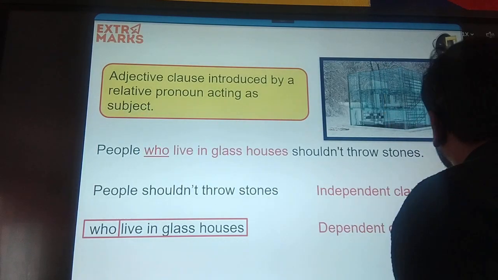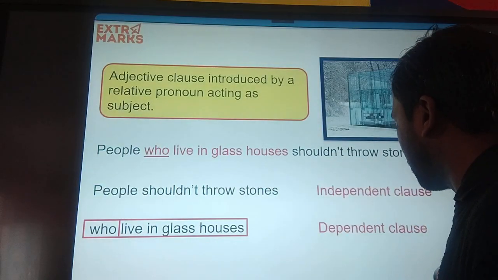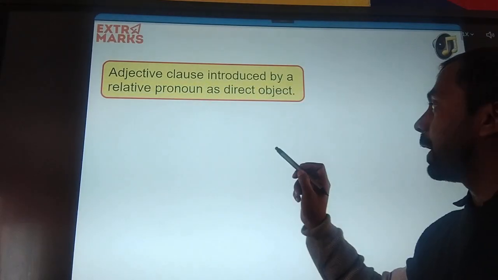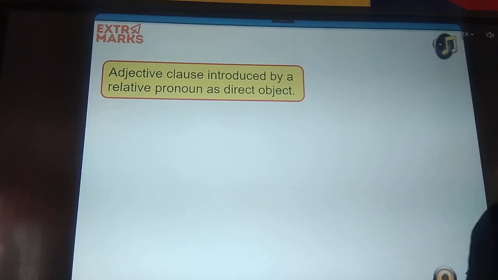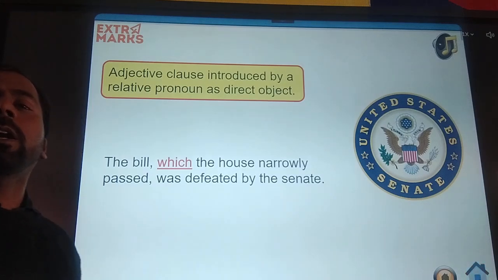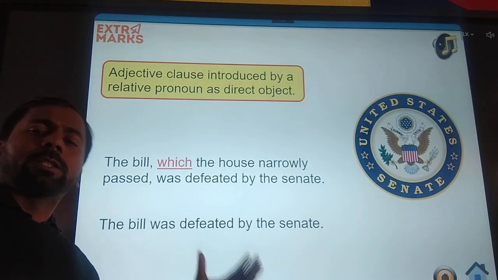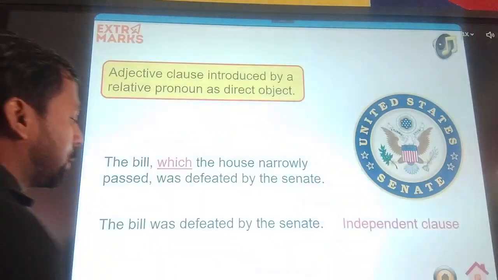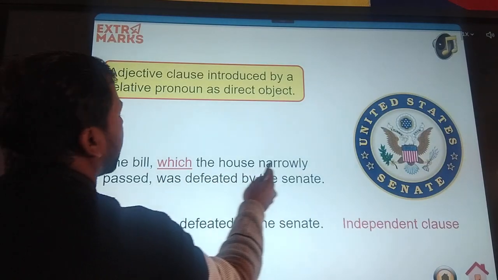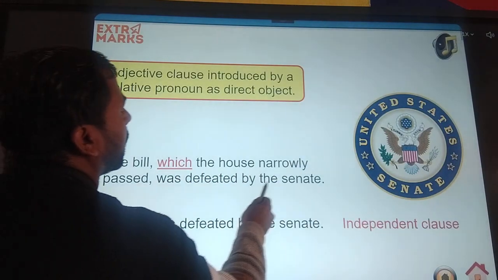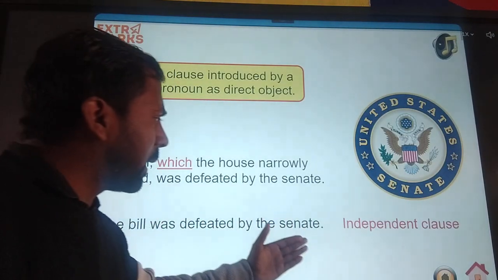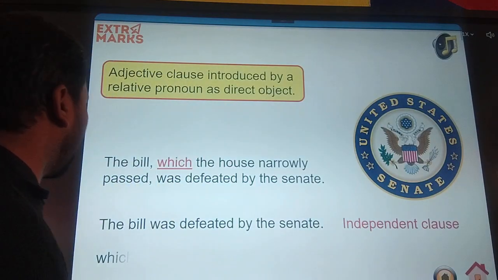Next, we can see the adjective clause introduced by a relative pronoun as a direct object. You also know that an object is part of a noun. It works in a subject form or an object form. So you can see that in "The bill which the House narrowly passed was defeated by the Senate," "The bill was defeated by the Senate" is an independent clause.